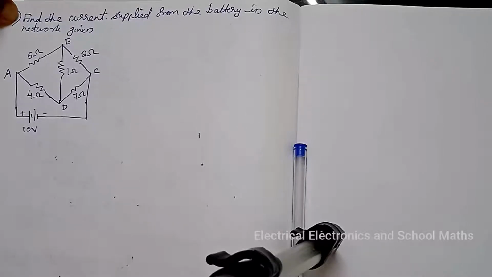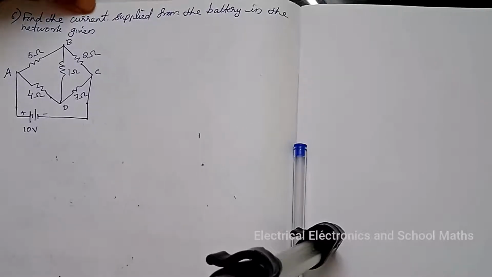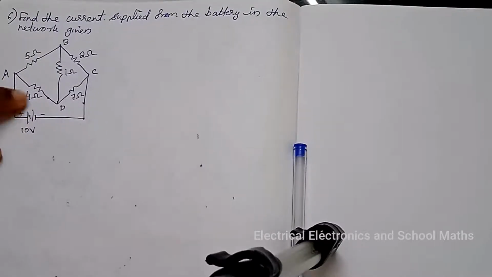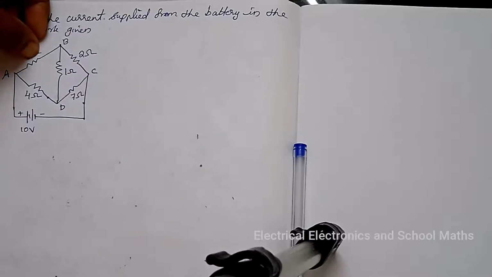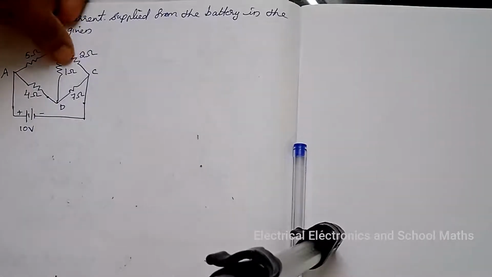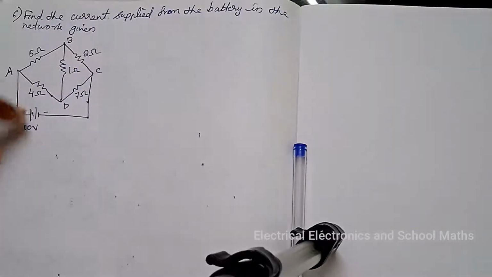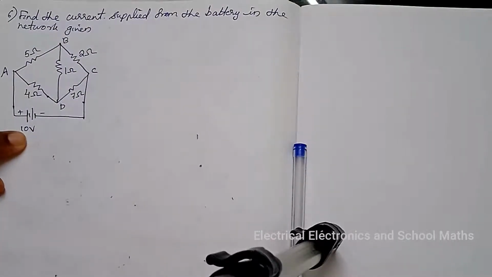Let us do one problem. Find the current supplied from the battery in the given network. So this is the network given: 5 ohm, 2 ohm, 1 ohm, 7 ohm and 4 ohm. Then the battery voltage is 10 volt.